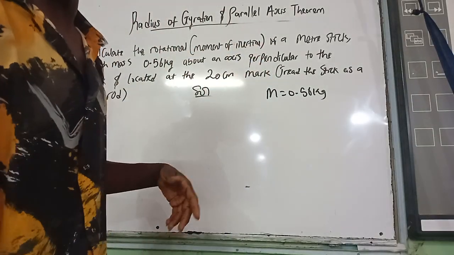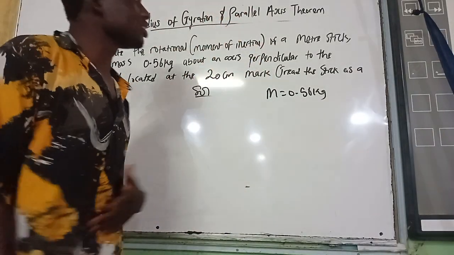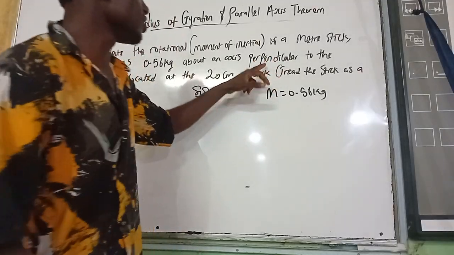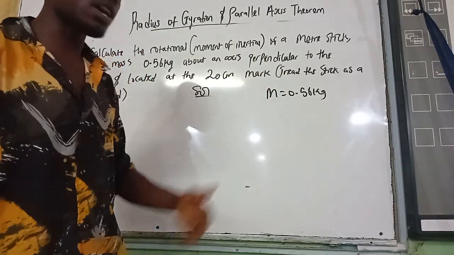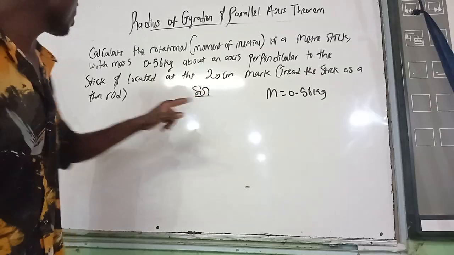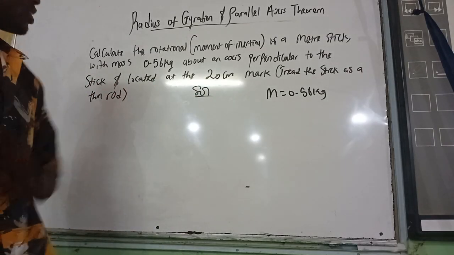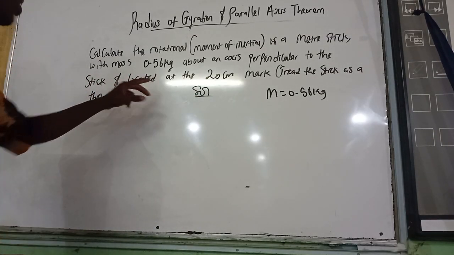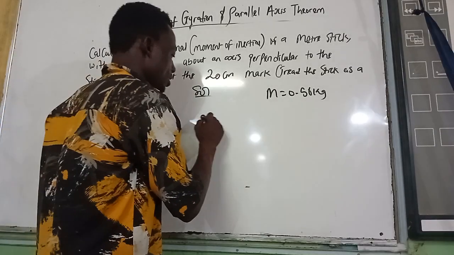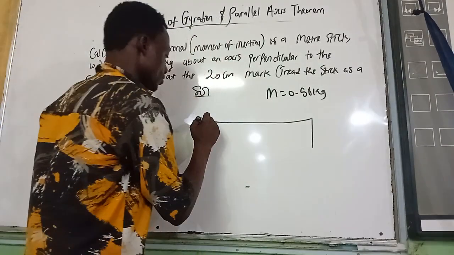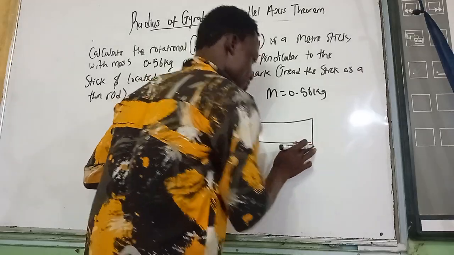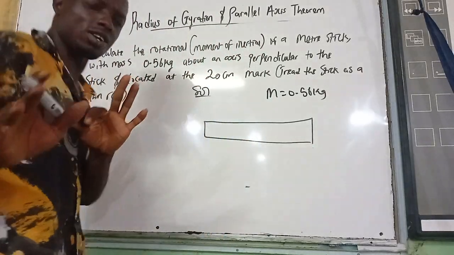But seeing perpendicular may be confusing. You may think that means you cannot use parallel, but you can use it, because the question is not saying perpendicular to the center axis. It's saying perpendicular to the stick. And I've explained that. Now, located at the 20 centimeter mark. Now draw. I hope that's clear. So I'm trying to just tell you what is what.